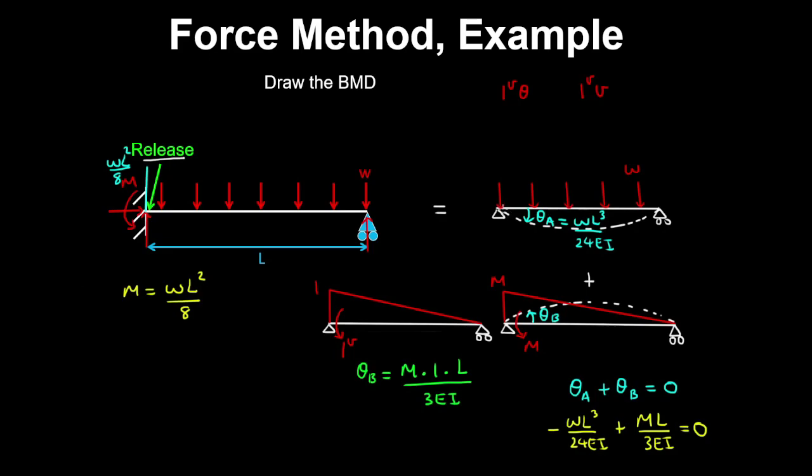And at midspan, we know the bending moment diagram for a simply supported beam has a magnitude of WL squared on 8. And by similar triangles, the bending moment for this case is M on 2 at midspan, which is WL squared on 16. So therefore at midspan, we have a bending moment of WL squared on 8 minus WL squared on 16, which is WL squared on 16.